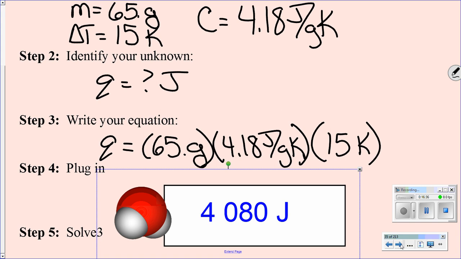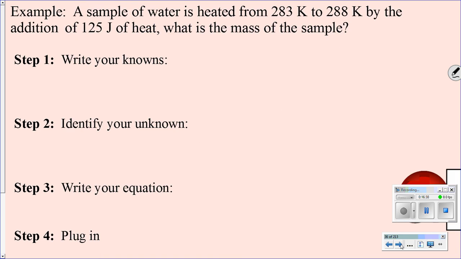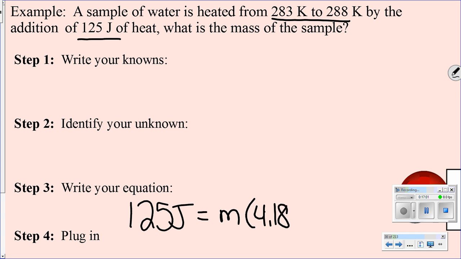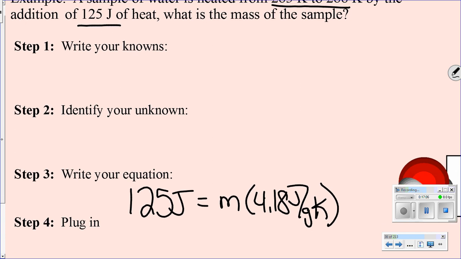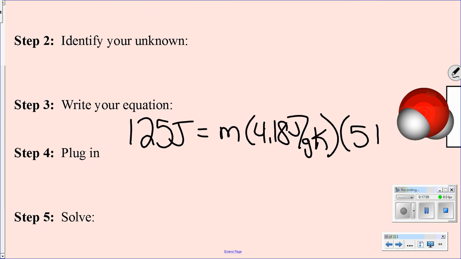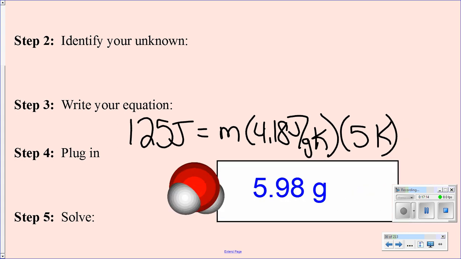So one more quick problem to wrap this video up. A sample of water is heated from 283 to 288 Kelvin by the addition of 125 joules of heat. What is the mass of the sample? To speed this along a little bit, I know this video has gone a little lengthy. We're going to do 145 joules equals an unknown mass, times 4.18 joules per gram Kelvin, times the temperature change, which is 5 Kelvin. And when you solve for mass, you should get 5.98 grams.